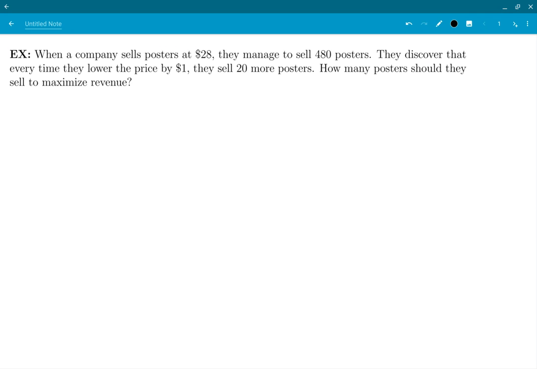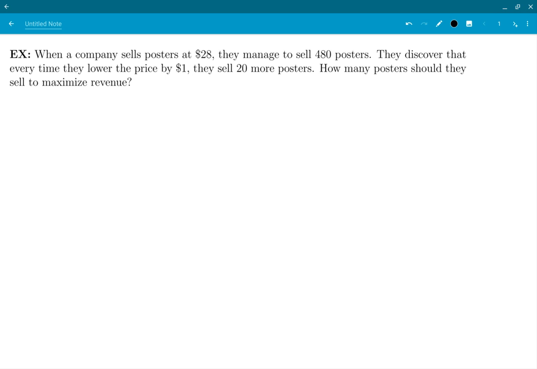Every time I lower the price by $1, I get 20 more in sales. That means this describes what's called a linear relationship. For every change in y, which is a delta y, there is always a certain corresponding delta x. So it's a slope of a line.